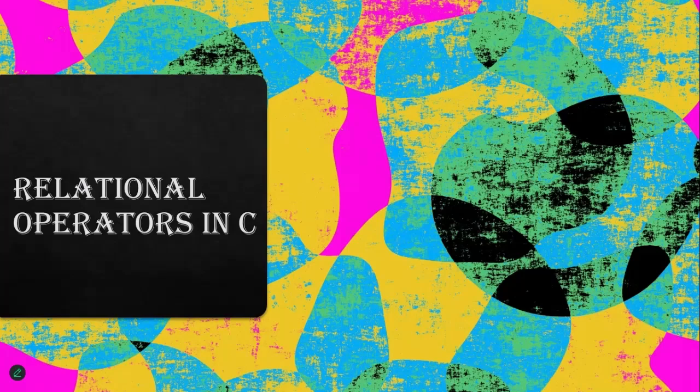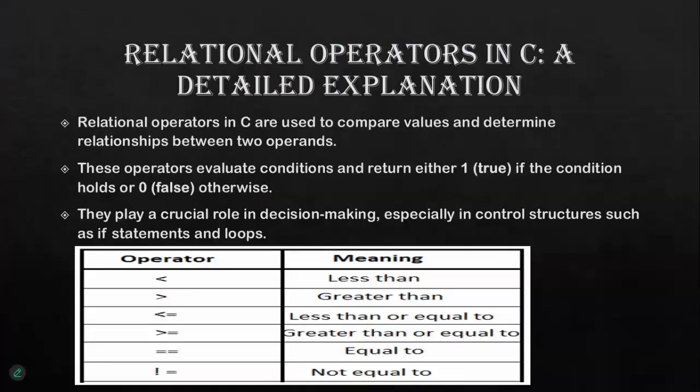Hello everyone. Today we will discuss relational operators in C. In the previous lesson we talked about the arithmetic operators, the binary operators, and types of binary operators, and today we will discuss relational operators in C. So let's start with it.